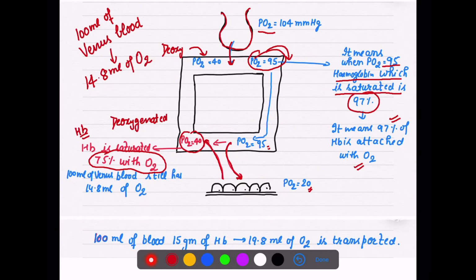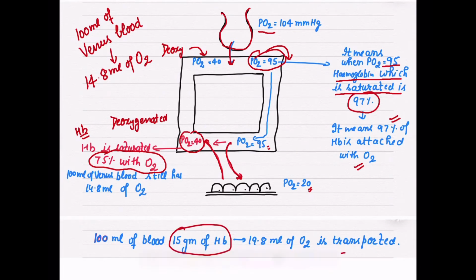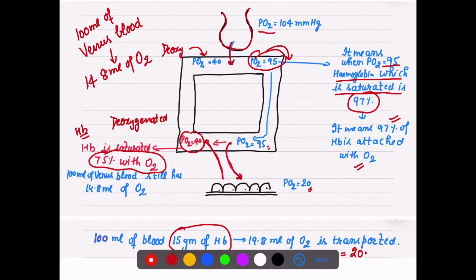And if I say that 100 ml of blood is carrying 15 gram of hemoglobin, then you know that 20.1 ml of oxygen will be transported, or you can say 19.8. In a few books they have mentioned 19.8, or the average is 20.1. So even deoxygenated blood carries 14.8 ml of oxygen if we are taking 100 ml of deoxygenated blood.